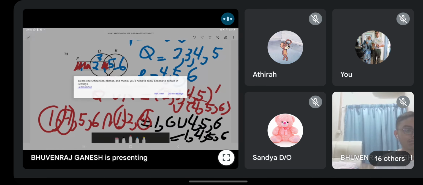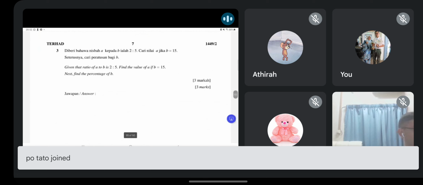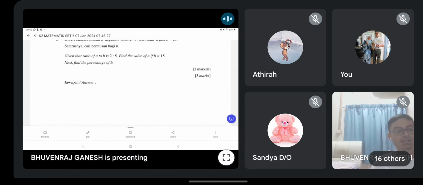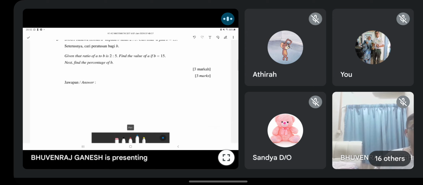Okay guys, are you clear with number 2? If no question, we're going on to number 3. Okay, so number 3. Amija, can you help me to answer this question? This one is quite simple. Tak susah pun. Guna kaedah nisbah sahaja. They want you to find the value of A if B equals 15. So, apa jawapan kamu untuk A dulu?